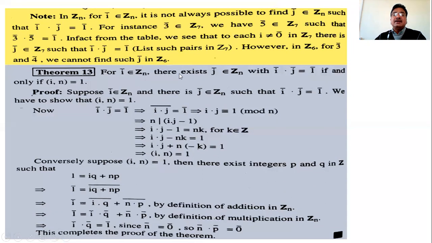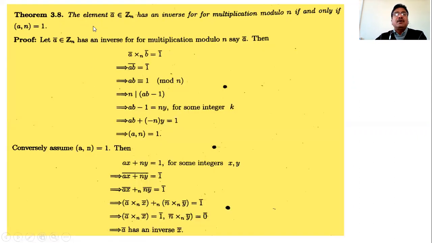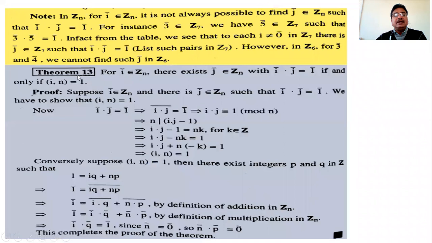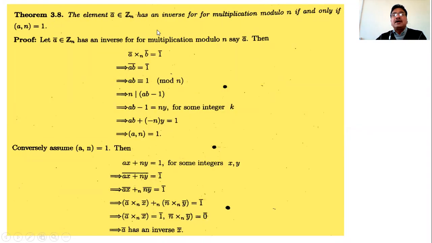For I bar in Zn, there exists J bar in Zn with I bar times J bar equal to 1 bar, meaning J bar is the inverse of I bar, or I bar inverse is equal to J bar, if and only if the greatest common divisor of I and N is 1. So it is the same theorem in another form: an element A bar in Zn has an inverse for multiplication modulo N if and only if the greatest common divisor of A and N is 1. The wording of these two theorems is different, but the meaning is the same. Theorem 13 and theorem 3.8 have the same meaning.